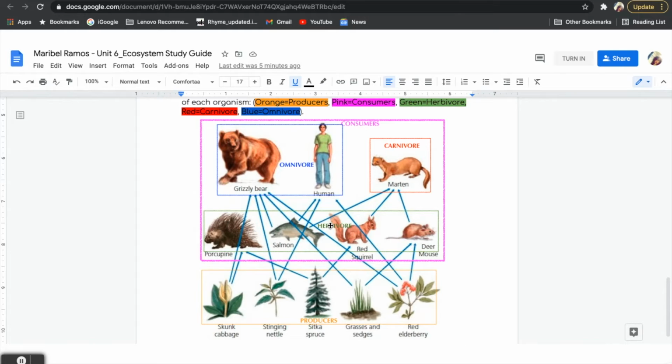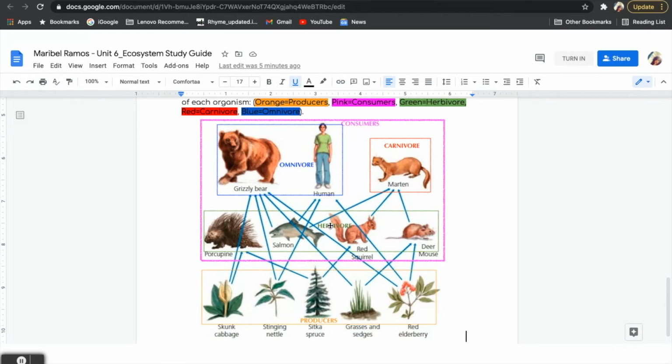But our food web does not end there. There are other animals like carnivores who will eat some of our herbivores. Can you name the carnivore that is in our food web? If you said the marten, that is correct. A marten is a carnivore. This organism eats salmon, red squirrel, and deer mouse to get their energy. It has to consume or eat other organisms for energy.